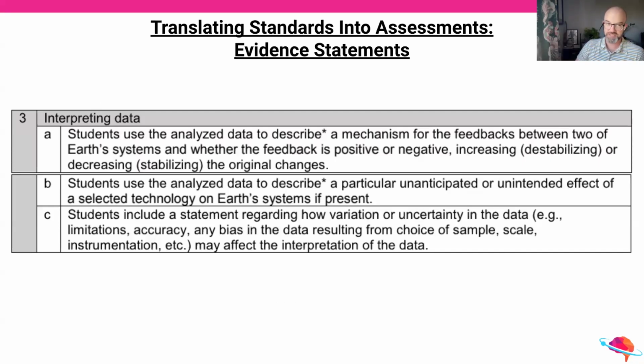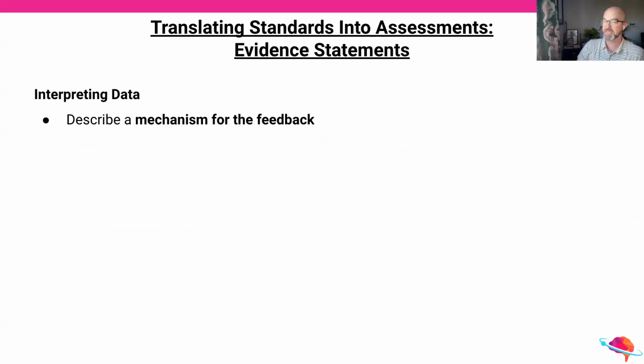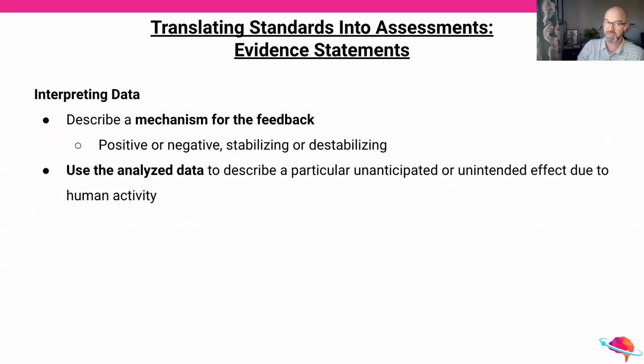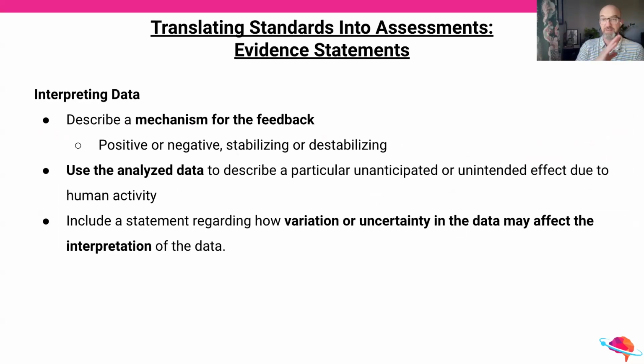And so for this standard, they need to use that data to describe a mechanism for the feedback. It could be positive or negative, stabilizing or destabilizing. And they need to use the analyzed data to describe a particular unanticipated or unintended effect due to human activity. And this is kind of like the sidecar to the standard, which is this human activity and weather and climate piece.